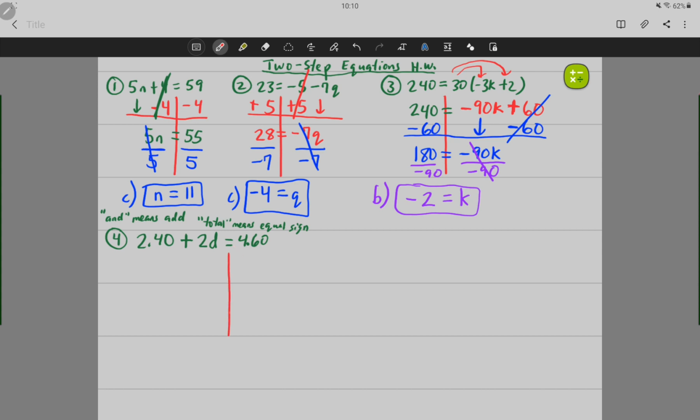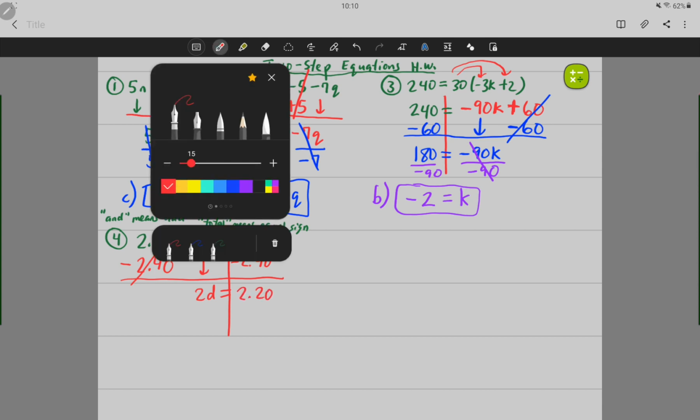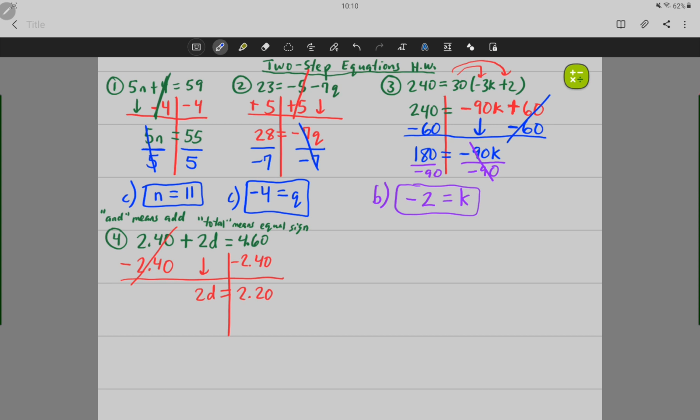Equal sign, draw the line. We have the variable d, but the other term next to it says $2.40. That's a positive, so we want to subtract to perform inverse operations, and we have to do the same thing to both sides. 240 minus itself is 0, so let's bring down our 2d, our equal sign. And 460 minus 240 is going to be $2.20.